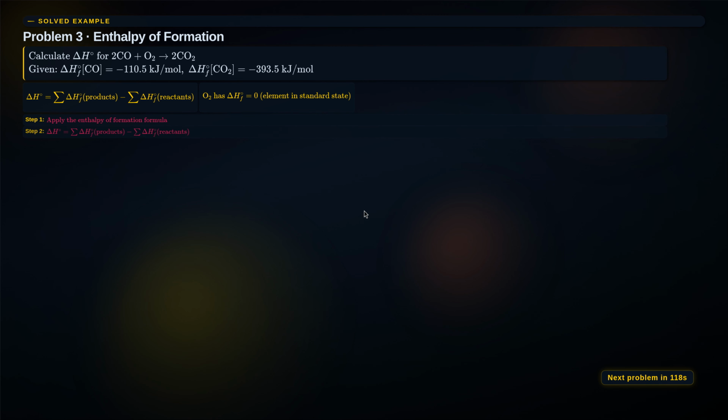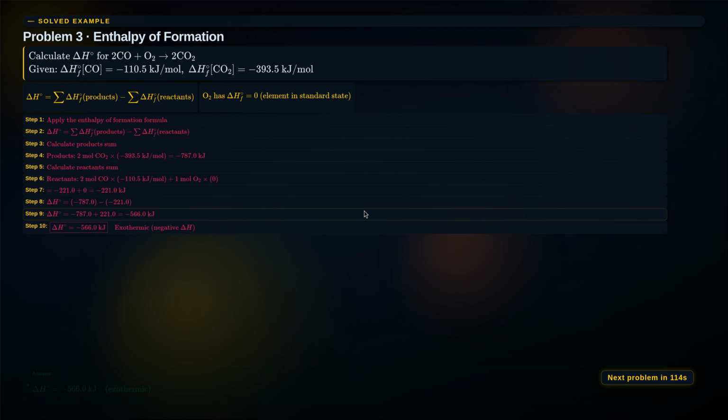Problem 3. Enthalpy of formation. Calculate delta H naught for 2CO plus O2 gives 2CO2. Given delta H f naught of CO is negative 110.5 kilojoules per mole and of CO2 is negative 393.5 kilojoules per mole. Step 1. Apply the enthalpy of formation formula. Delta H naught equals sum of delta H f naught of products minus sum of delta H f naught of reactants.